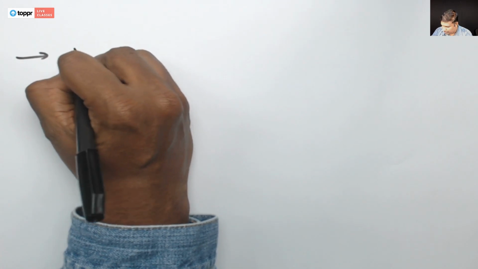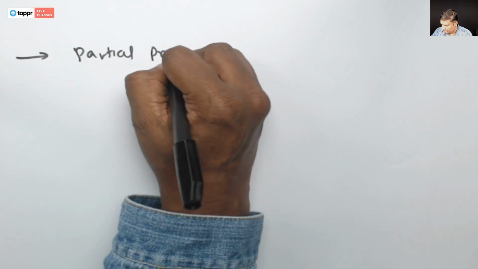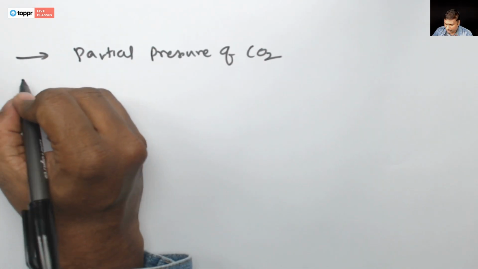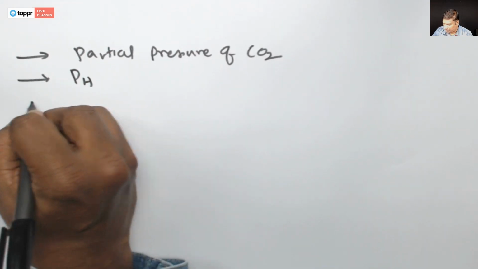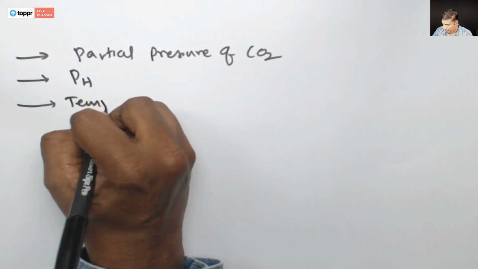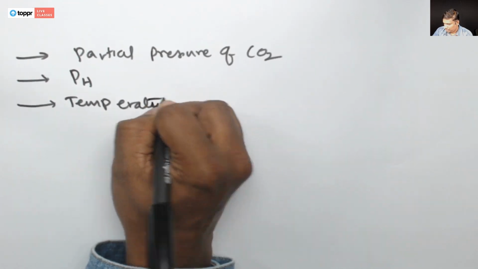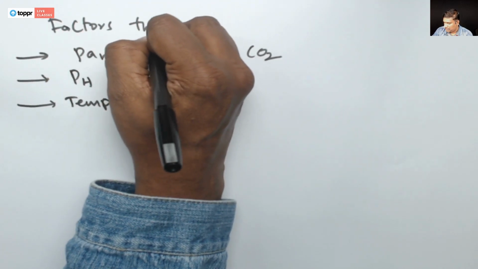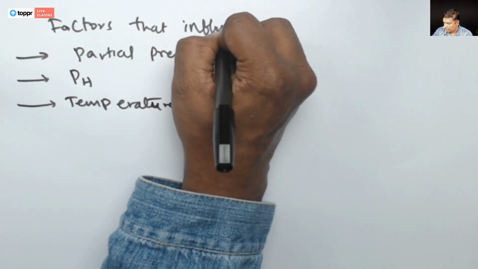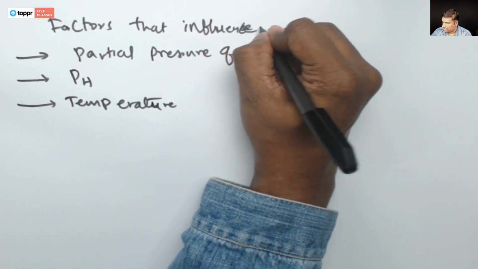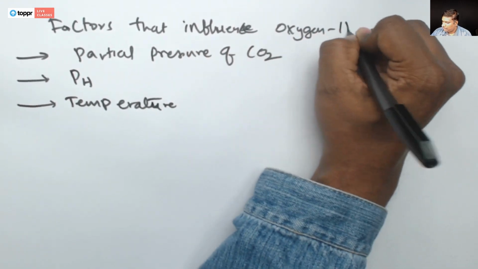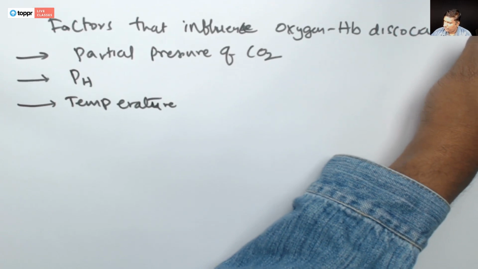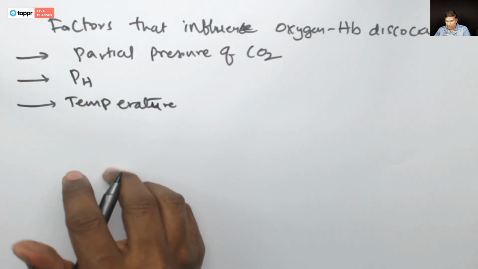The first is partial pressure of carbon dioxide. Then the second one is pH. The third thing is your temperature. Okay, what are we talking about? We're talking about the factors that influence the oxygen hemoglobin dissociation curve.